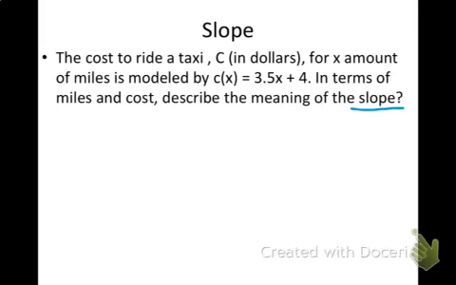Since we're describing the slope, we have to first identify what the slope is. Hopefully you notice that it is in y is equal to mx plus b form. So our m, the number in front of x, is going to be 3.5. So slope is equal to 3.5.